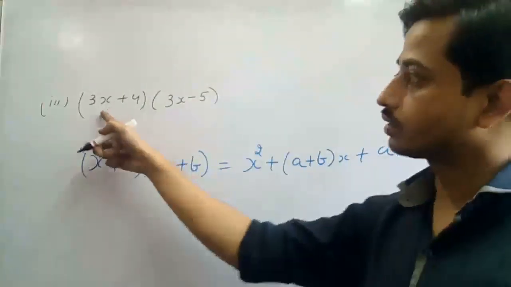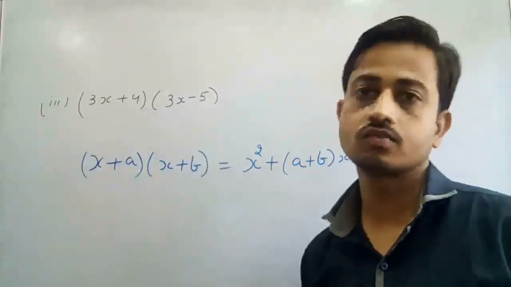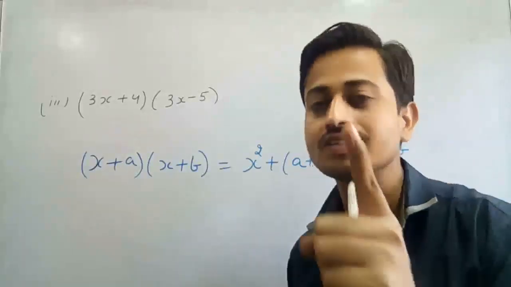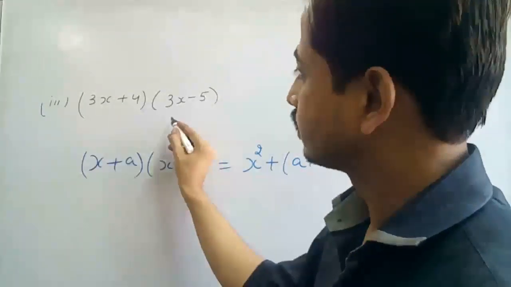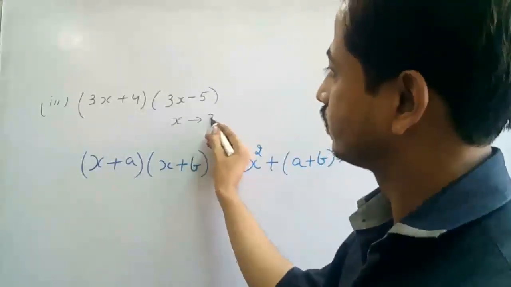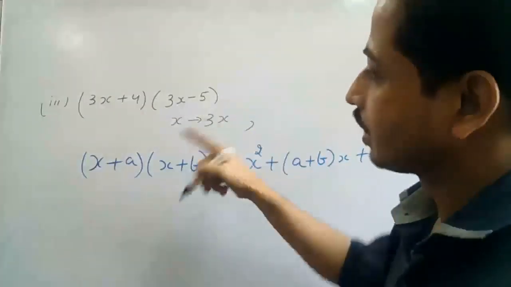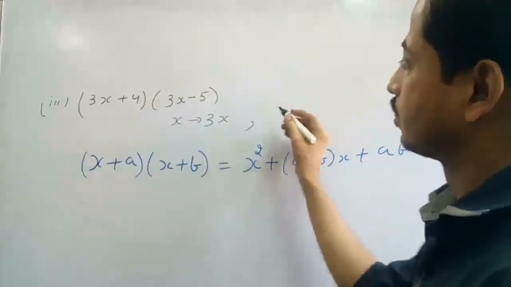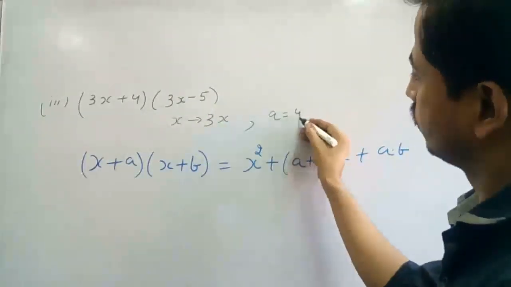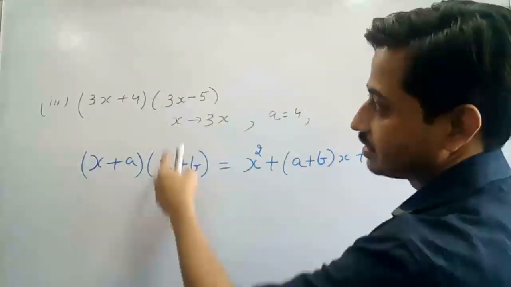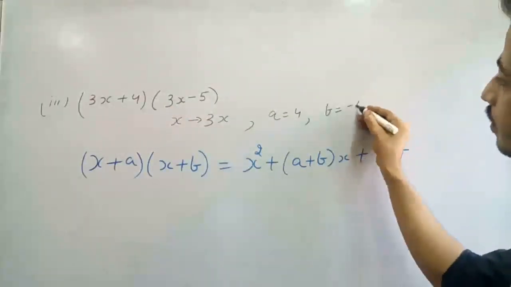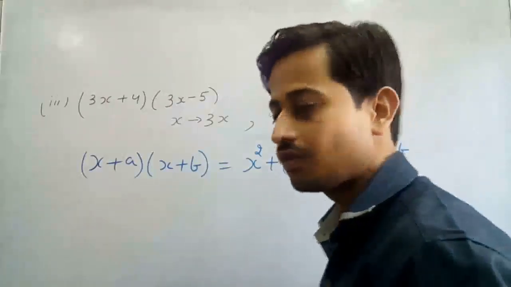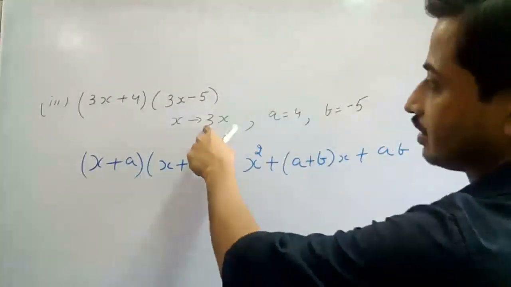Now the third part is (3x + 4)(3x - 5). It means the identity is also the same. Now compare x with this. It means x here is 3x. Now a is 4. Compare x is 3x and b is minus 5. Now put it here, x is 3x.